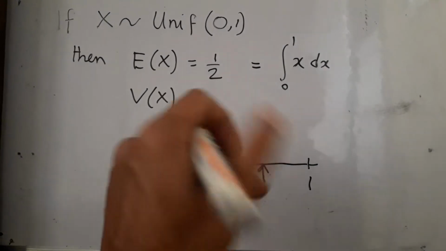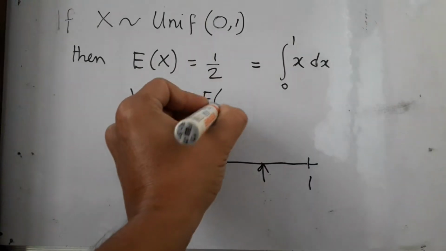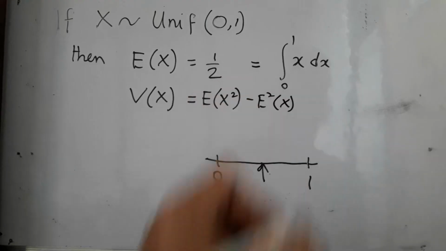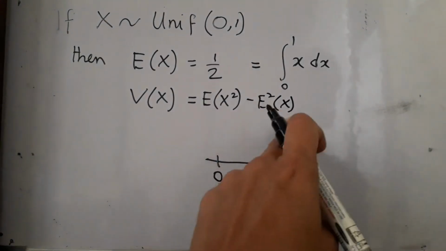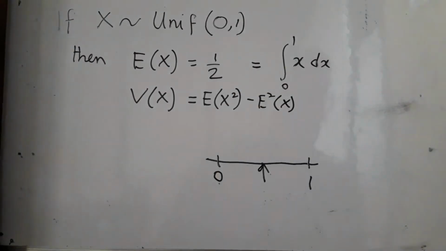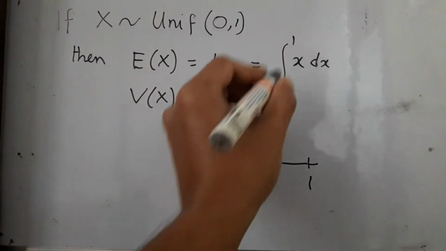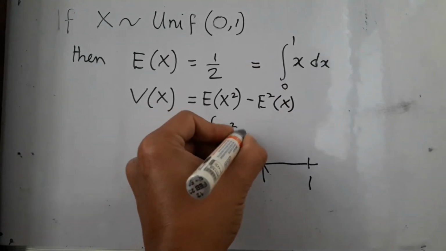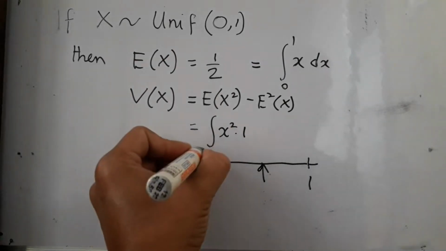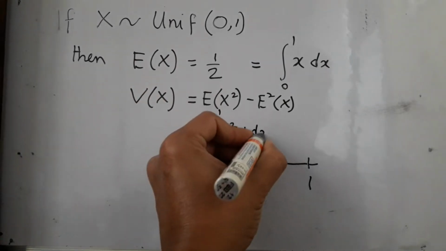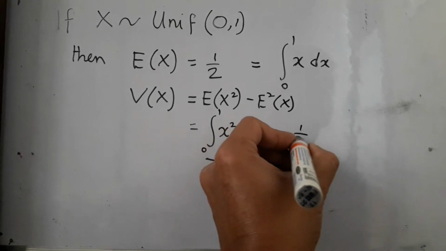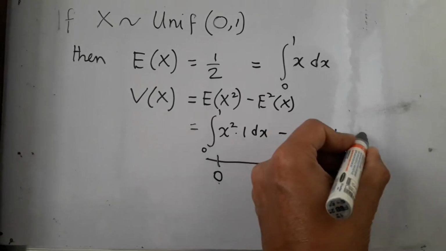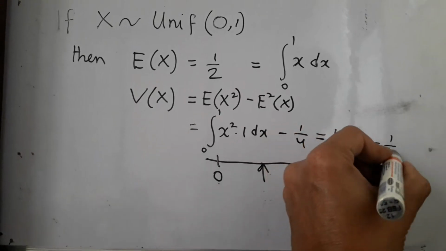What about its variance? We will now employ directly the definition, which is expected value of x square minus square of the expectation. Square of the expectation is simple, half square, that is quarter. And what is this? Using the same technique, it will be the integral of x squared times 1, 1 is the density, from 0 to 1 dx, minus 1/4. This is 1/3, 1/3 minus 1/4, and that will be 1 over 12.